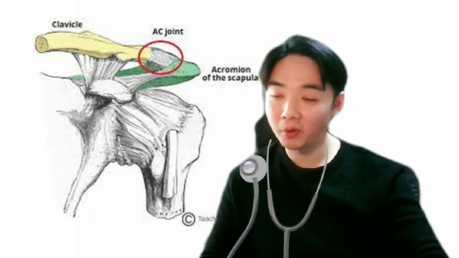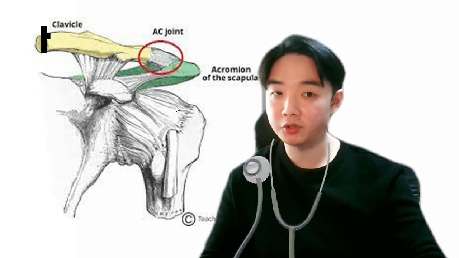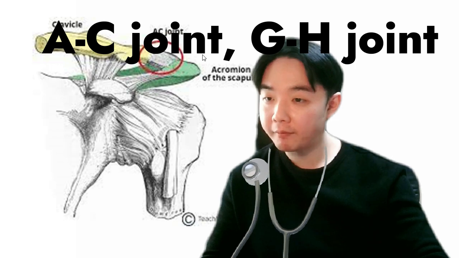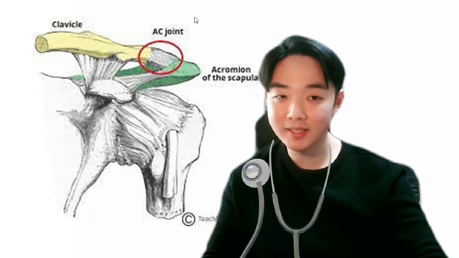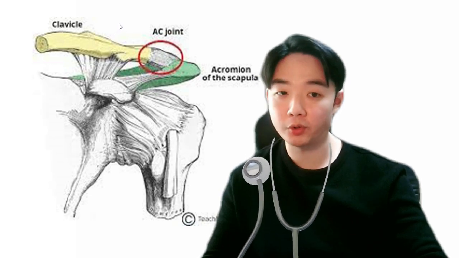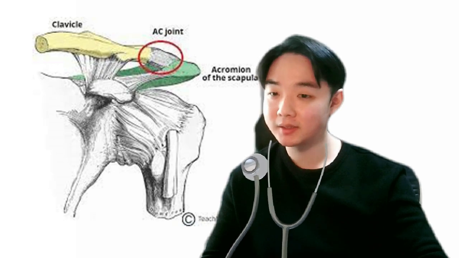Today's topic is two joints, acromioclavicular joint and glenohumeral joint problem. First, let's talk about acromioclavicular joint, which is called AC joint. The AC joint is a common cause of shoulder pain, but it is often overlooked in diagnosis.